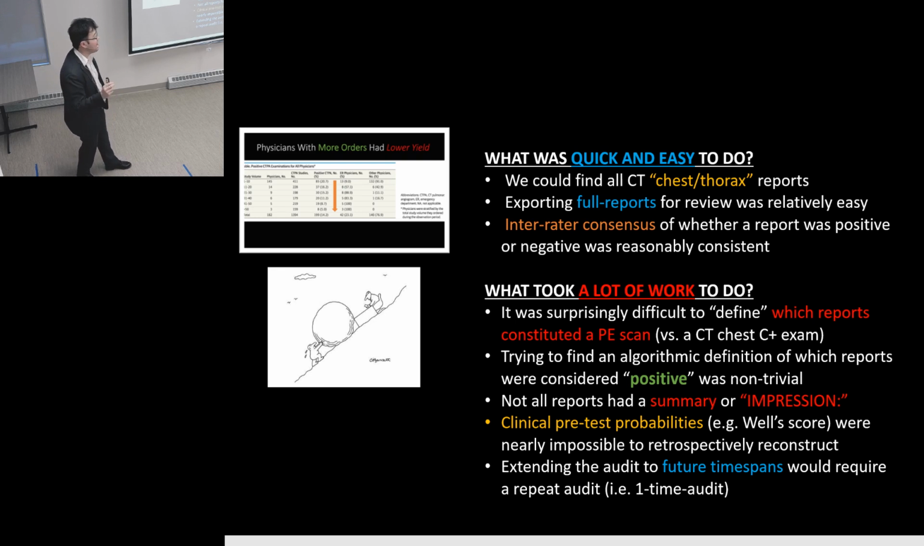And then the one painful thing, after doing all this work, is that you cannot extend this audit to future time spans. So this audit was 2014, 2016. What is the yield today? What is the yield in 2018, of the past year? No idea, right? And that feels odd.